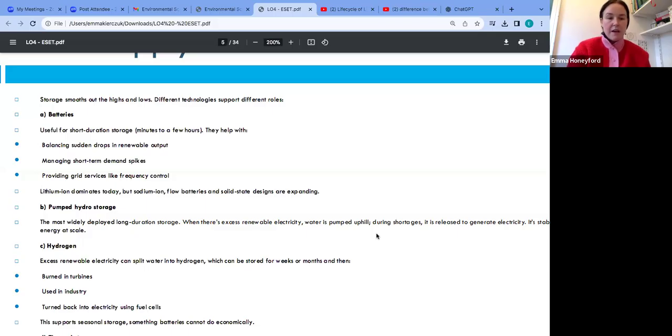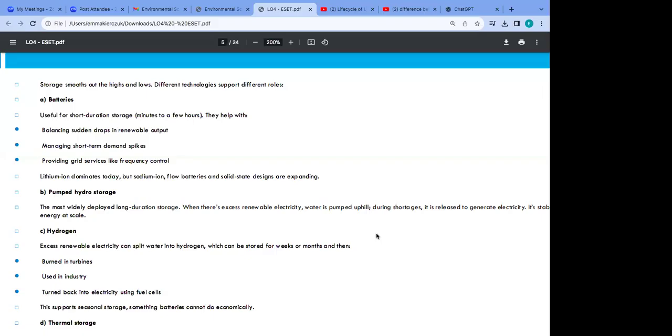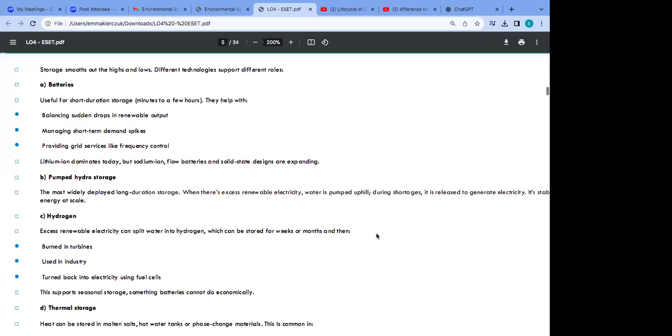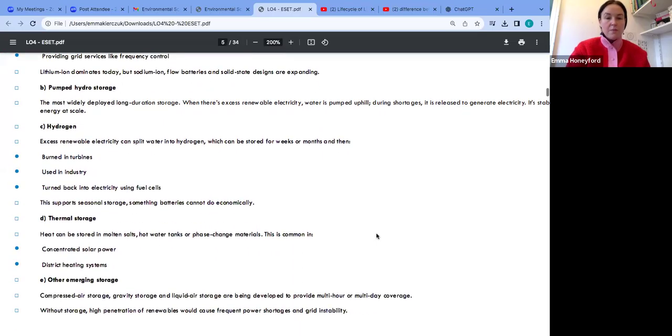So, moving on to hydrogen. Excess renewable electricity can split water into hydrogen, which can be stored for weeks or months, and then can be burned in turbines, used in industry and different sectors, and turned back into electricity using fuel cells. So this supports seasonal storage, something that batteries cannot do economically. Again, you see here the influence of the market on this.